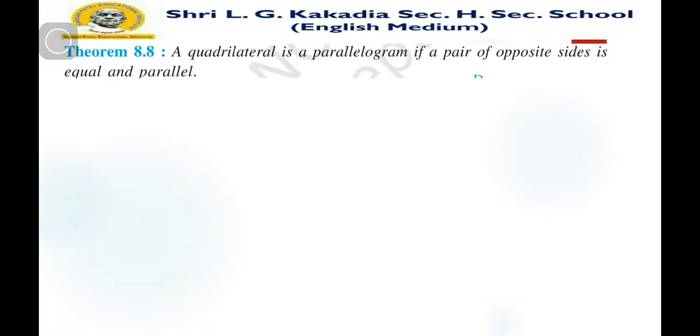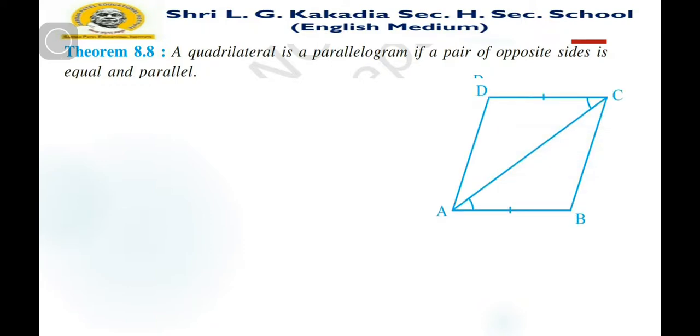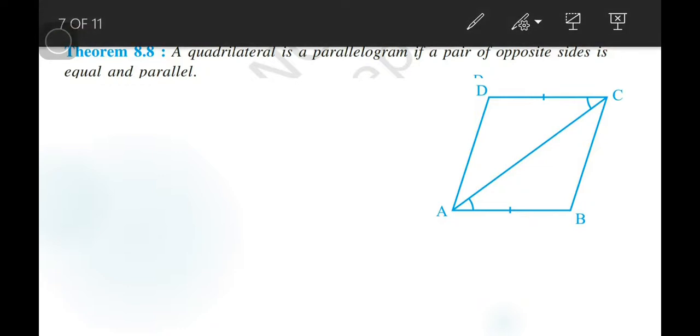One more property, theorem number 8.8: a quadrilateral is a parallelogram if a pair of opposite sides is equal and parallel. That is, if in a quadrilateral one pair of opposite sides is equal and parallel, then we can say that the given quadrilateral is a parallelogram.